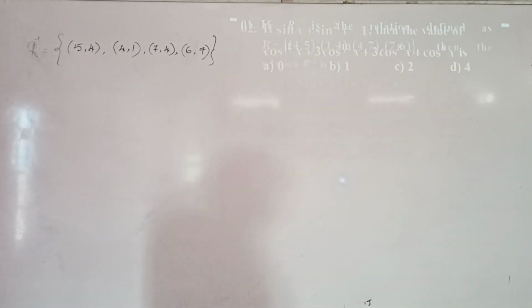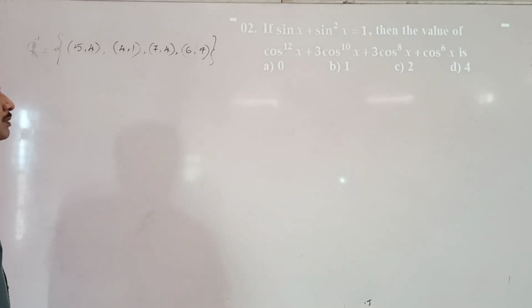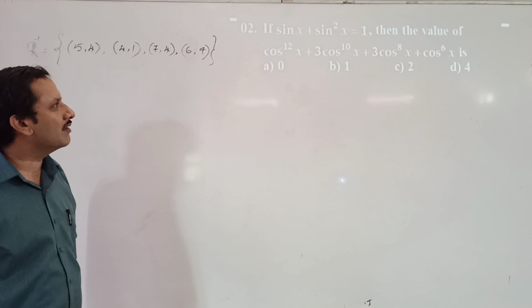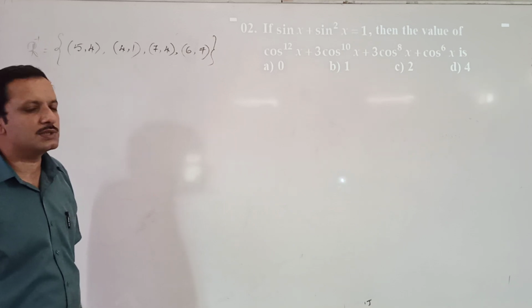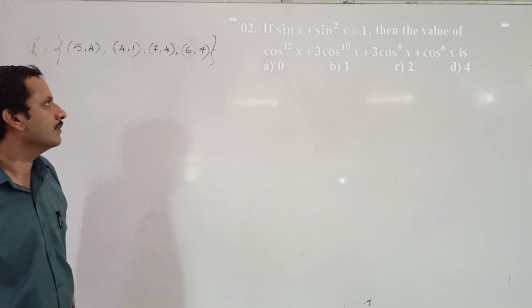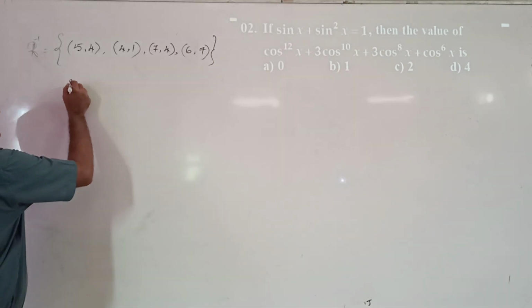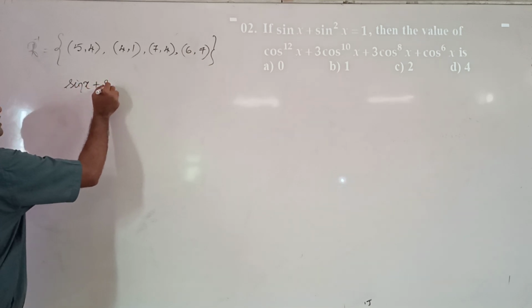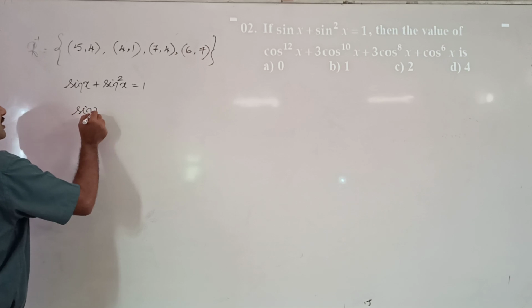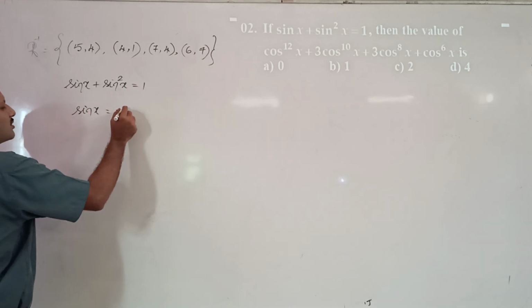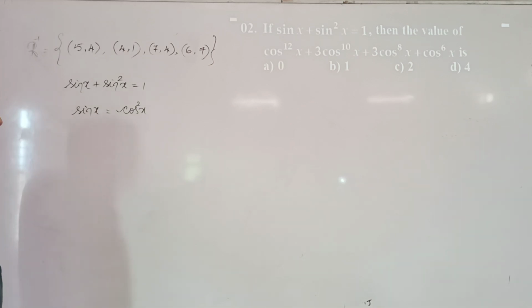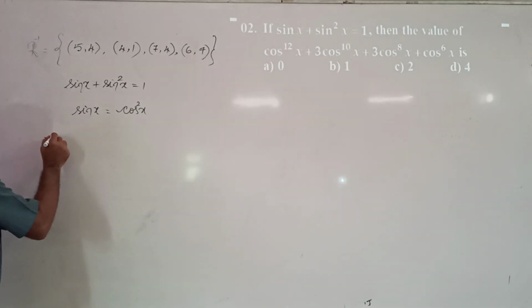Okay, then question number 2. If sin x plus sin square x is equal to 1, then the value of cos power 12x plus 3 cos power 10x plus 3 cos power 8x plus cos power 6x is. Okay. So they have given that sin x plus sin square x is equal to 1. From this equation I can write sin x is equal to 1 minus sin square x. 1 minus sin square x is equal to cos square x. Okay. So let's have a look at this.